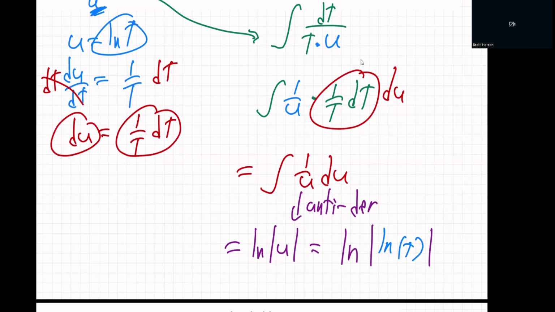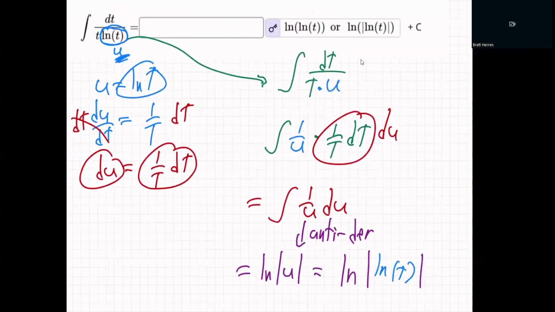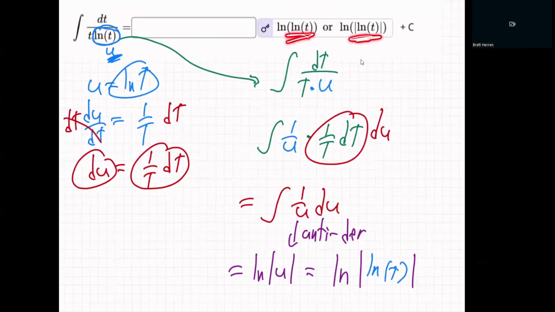Now, if you left off the absolute values and just made them parentheses, it'll give you credit, but technically it should be absolute value. See, there's what it should really be. If you wrote it that way, that's fine.